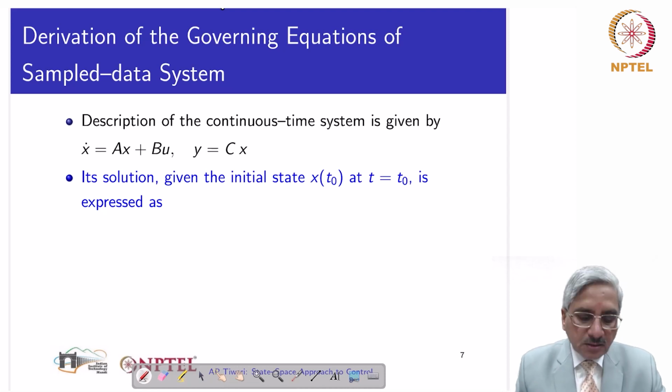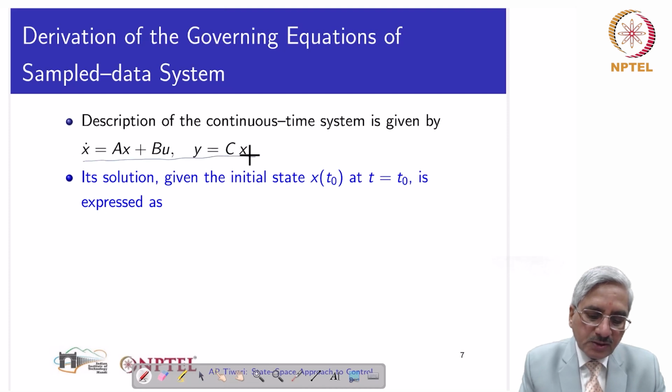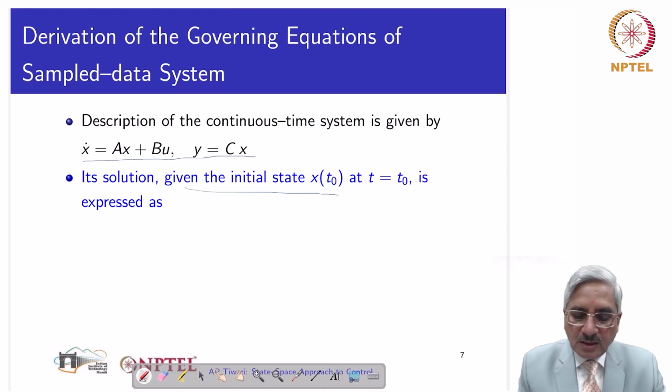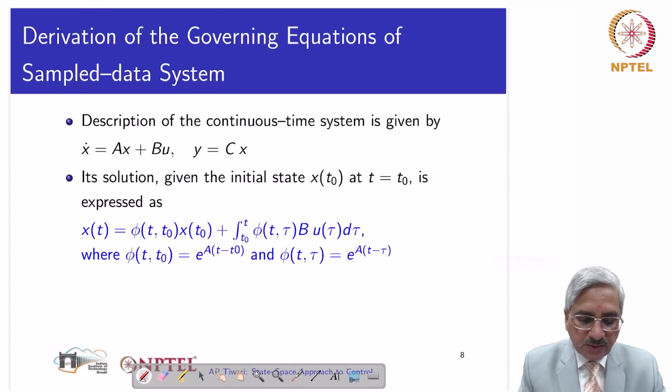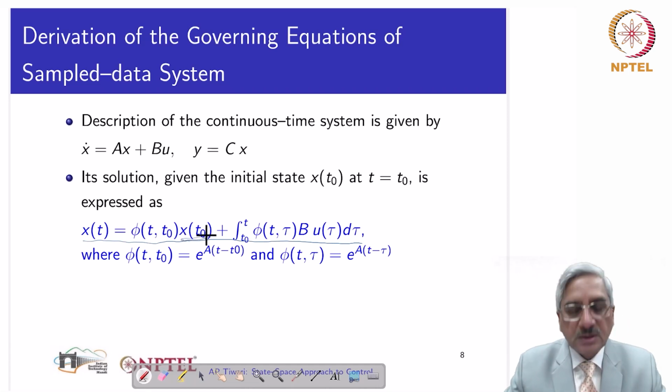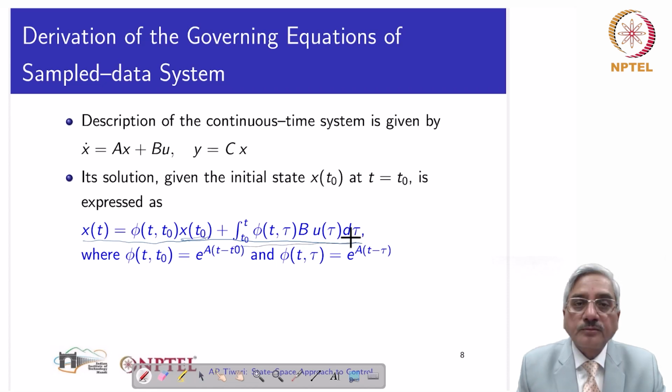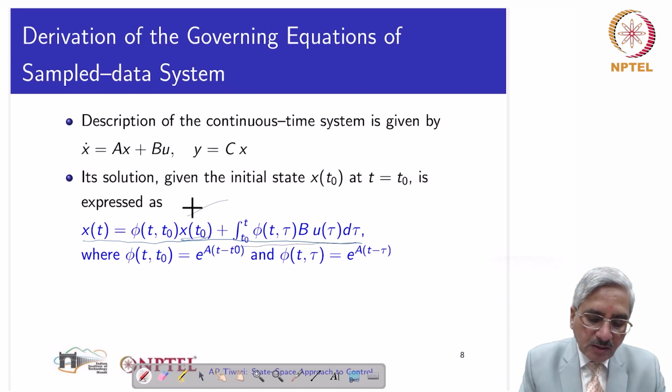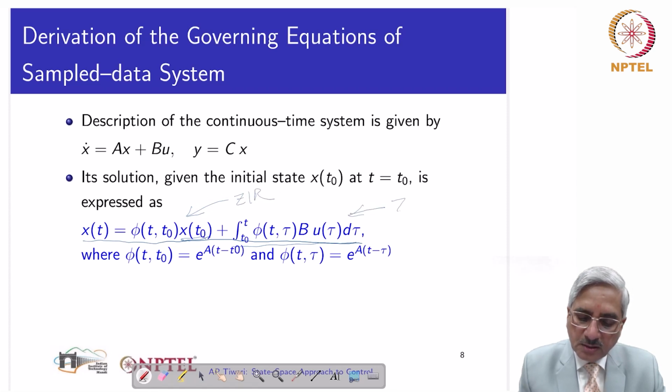So we know that the solution of a state equation, given the initial state x(t0) at t equal to t0, is this expression: x(t) equals the state transition matrix phi(t, t0) multiplied by the initial state x(t0) plus this integral. You may recall this we called the zero input response and this we called the zero state response. This we obtained in one of the earlier lectures.